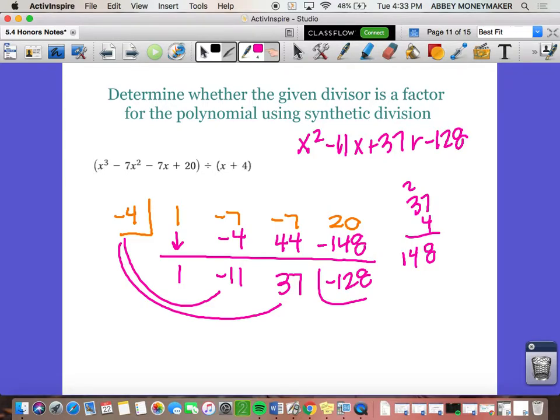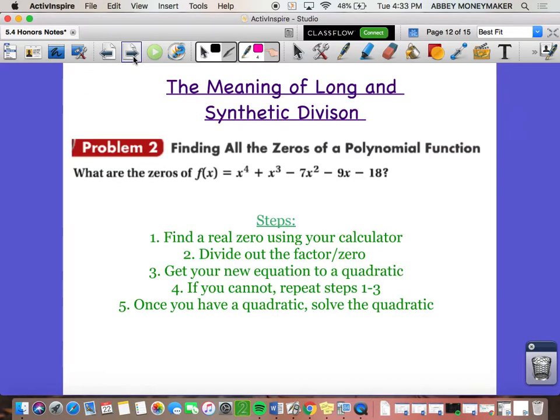And it says here, determine whether the given divisor is a factor, and it is not a factor because our remainder is not 0. All right. So what's the point in doing synthetic division? Okay, why do we do it?